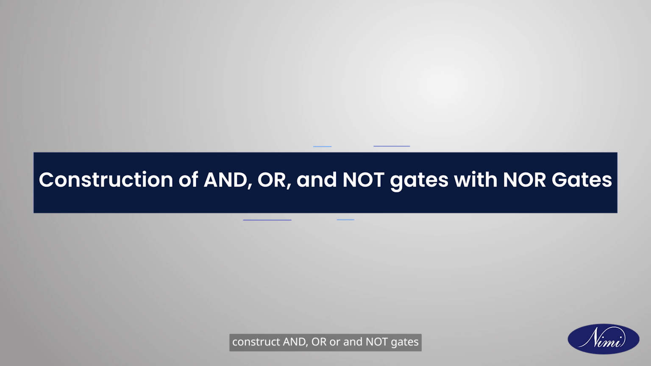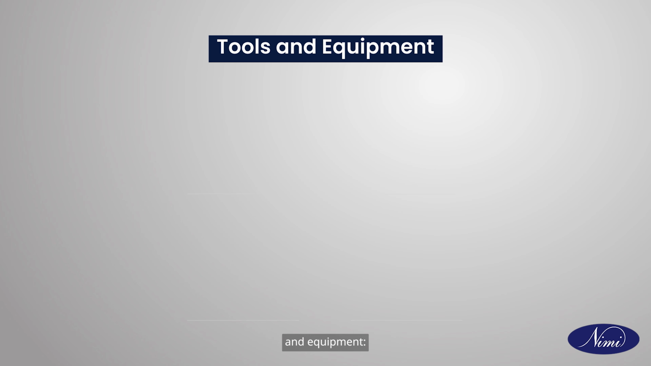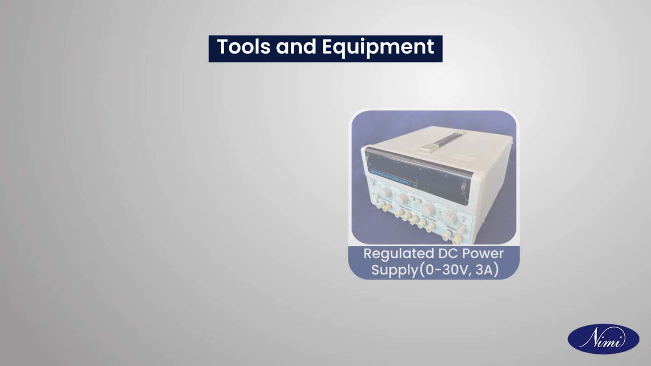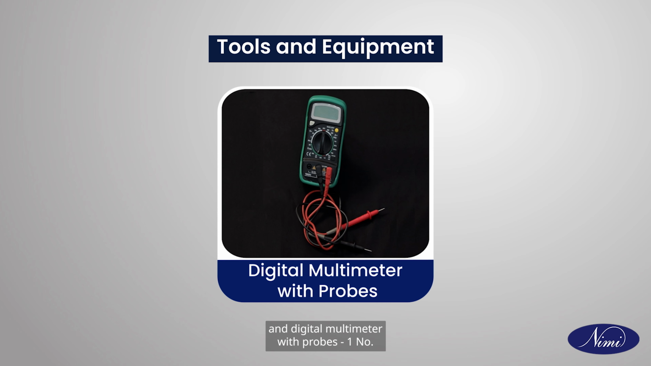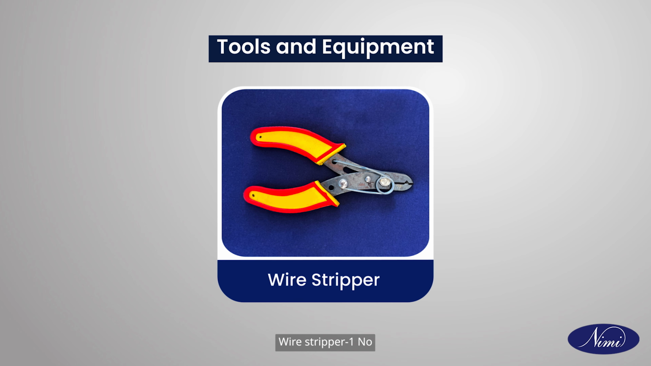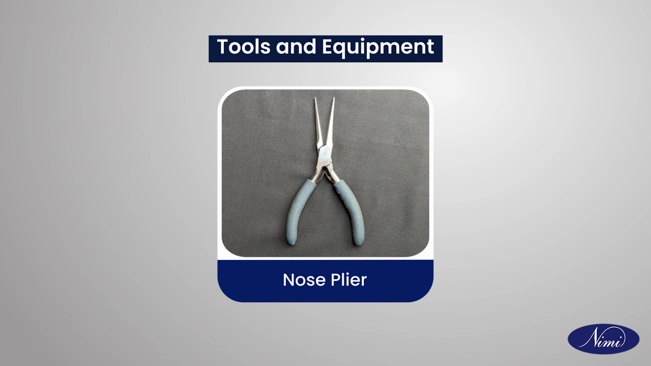Next, we will construct AND, OR and NOT gates using NOR gate. For this, we will need the following tools and equipment. Regulated DC power supply 0 to 30 volt and 3 ampere, 1 number. Digital multimeter with probes, 1 number. Wire stripper, 1 number. Nose plier, 1 number.